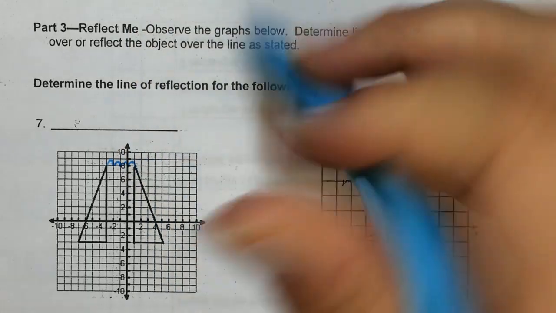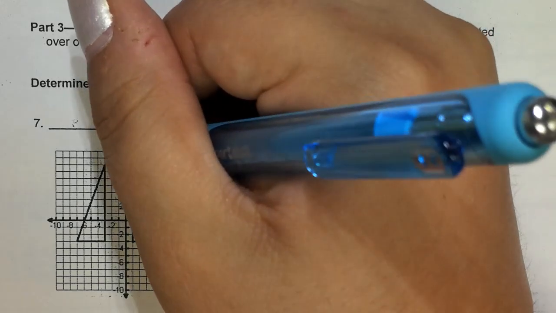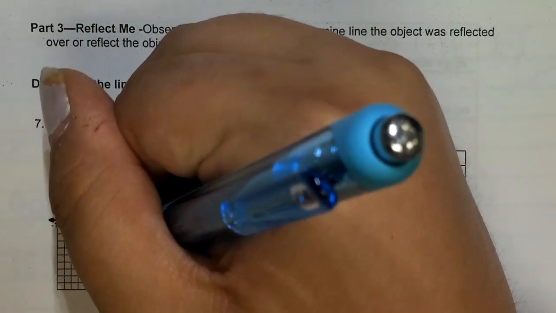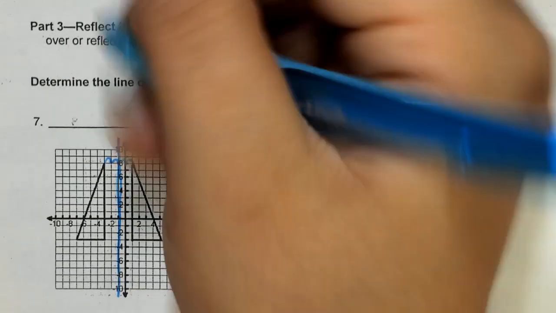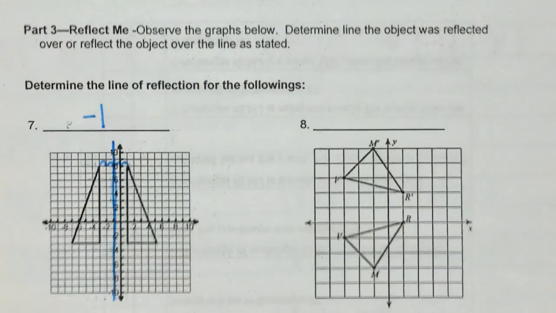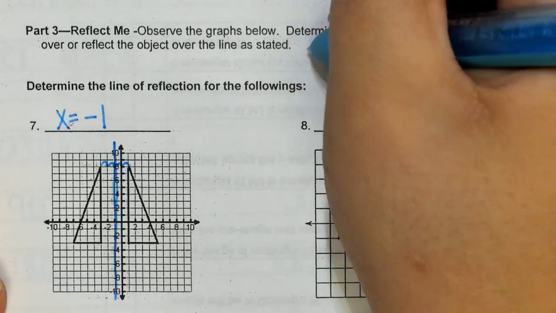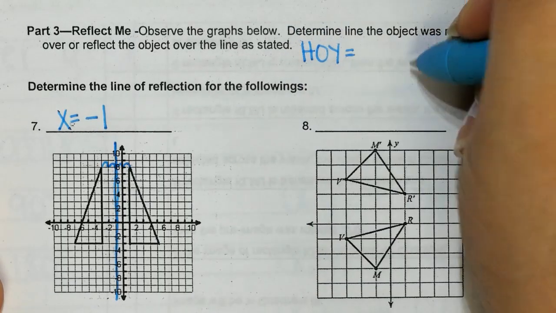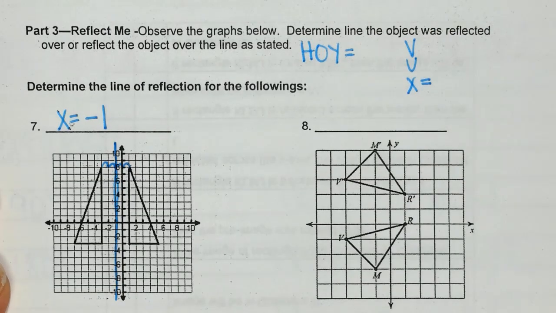Be careful. Apart from each other, the middle would be going how many? 2, and I'm going to draw the line. Draw the mirror. Where are you at? -1. But if you just put -1, I'm counting it wrong. X equals. Remember, horizontal lines are y equals. Vertical lines are x equals.